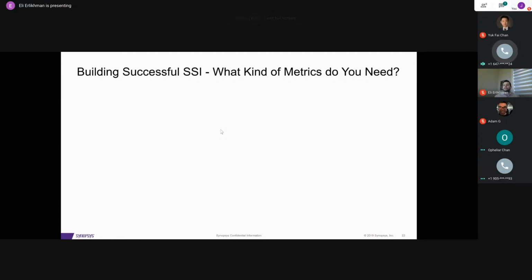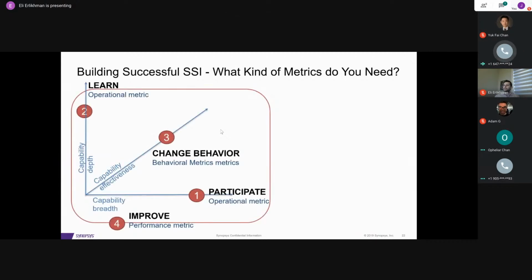Now, what does it take to actually build successful metrics? Okay, so this is a model that I like to think about. This is not necessarily the model. There are many different ways you can organize your metrics and the kind of impact they will have on the organization. This is just one example. So here we have really 4 types of metrics.